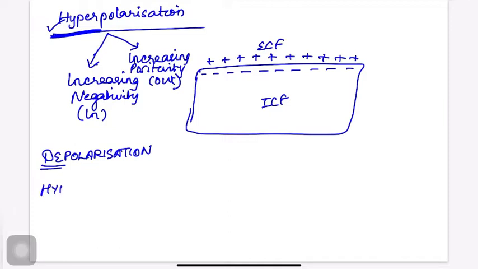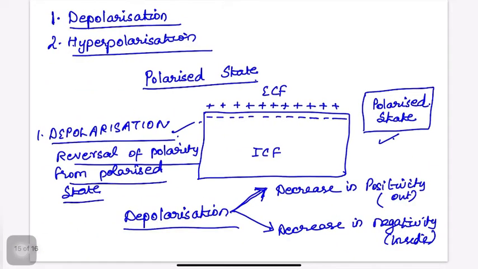What is hyperpolarization? Hyperpolarization means increased polarity of the membrane in the same direction, right? It can be caused by increasing negativity inside or increasing positivity outside. So you understood depolarization and hyperpolarization. And what is the polarized state? The state of the cell membrane at resting membrane potential is called the polarized state.